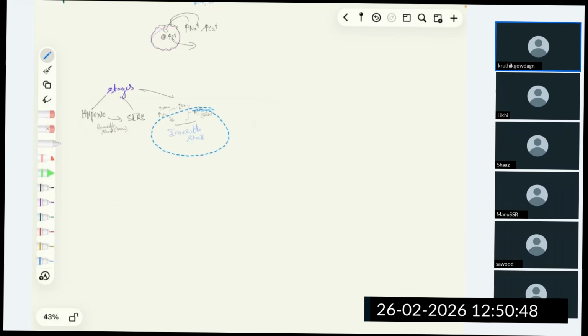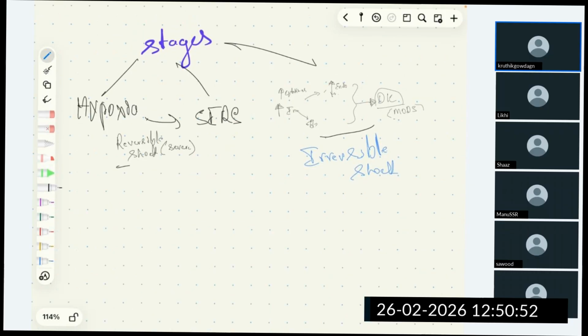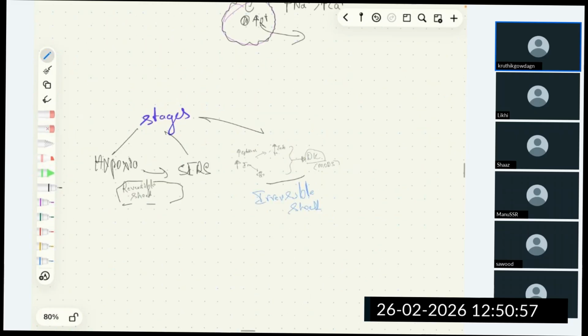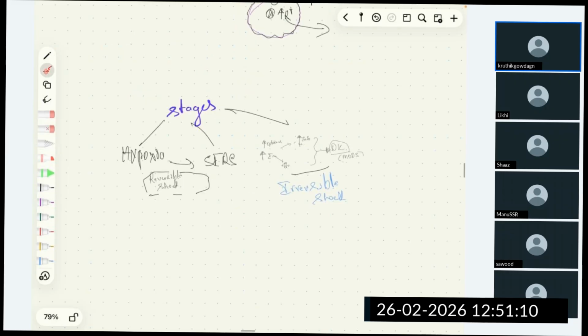Okay. From hypoxia to severe inflammatory response syndrome, it's the spectrum of reversible shock, where the patient has hypoxia and associated manifestations, lactic acidosis, electrolyte abnormality, and renal failure, all these things. It is called reversible shock.